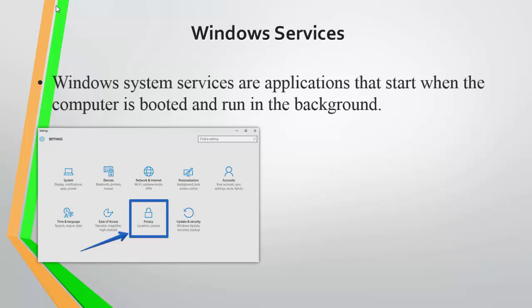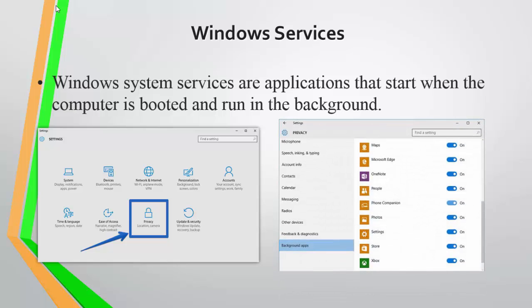Here you see a screenshot of the settings from Windows 10. You need to go to the privacy option, then you'll go to the background apps option, and you'll see all the background programs or applications that Windows 10 is running for you. But let me tell you, these are applications that are not Windows system services. We'll see how to access these background system services in a few moments.